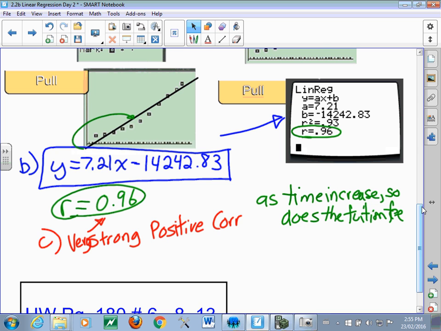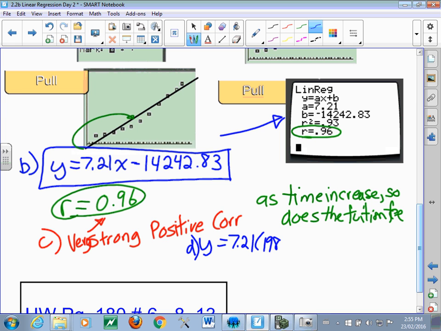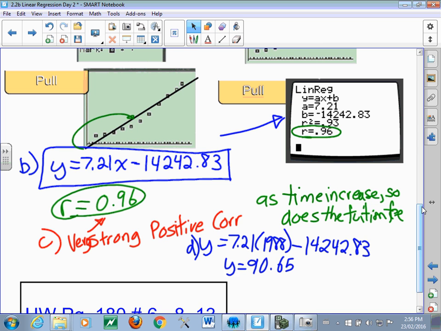So you use the equation and sub it in. So y equals, so this is D part. So y equals 7.21, 1988. Sub it in. Use your calculator, ladies and gentlemen, and you will get y equals 90.65. Now this is where I want to bring a point to people here.